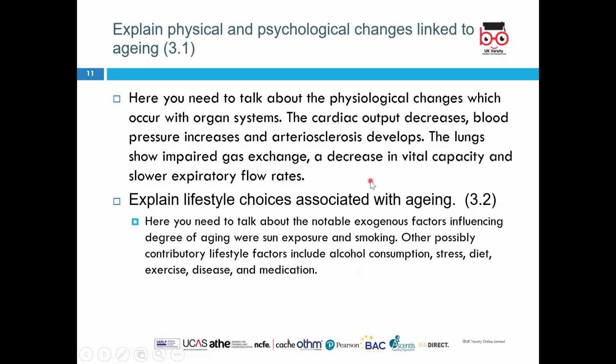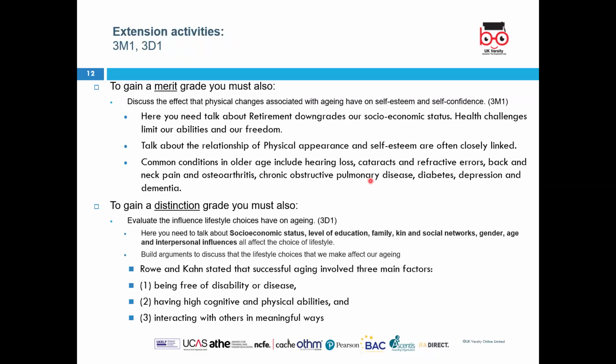You can talk about the psychological changes, about the organ system: the cardiac output decreases, blood pressure increases, and the bones are being impacted, the lungs are being affected. Lifestyle choices: what are your lifestyle choices that impact your aging? Smoking, you can talk about stress, you can talk about diet, you can talk about housing, etc.